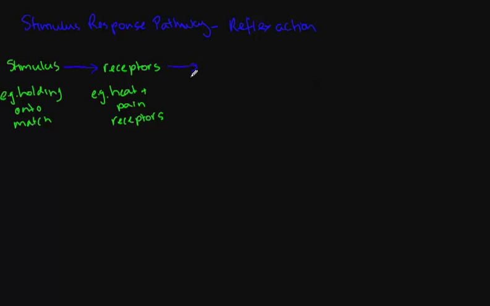And that information is sent from those receptors via sensory neurons to the central nervous system. So let's say CNS. In this case, it is the spinal cord. In order to enact a very, very quick response, it doesn't go directly to the brain, it goes just to the spinal cord, and then motor nerves to effectors.